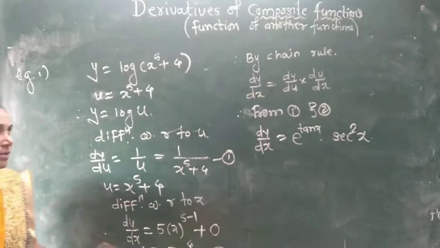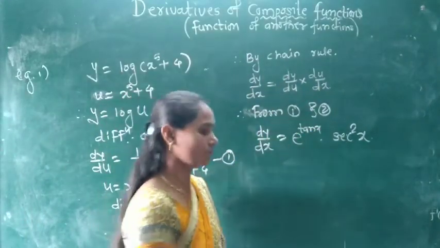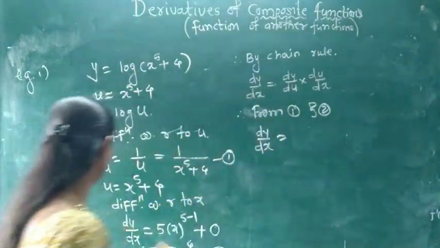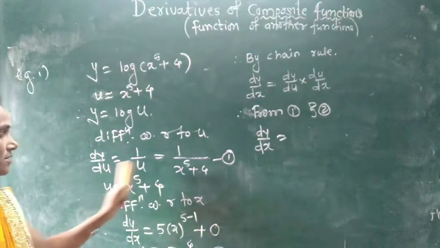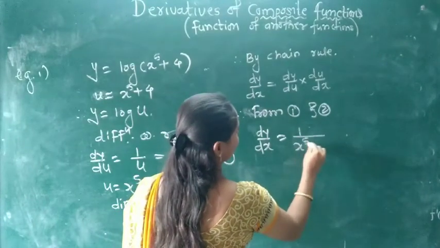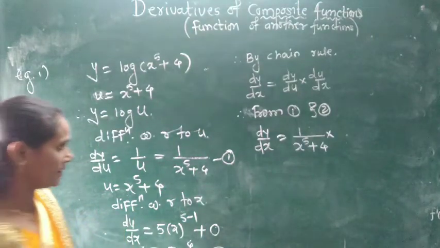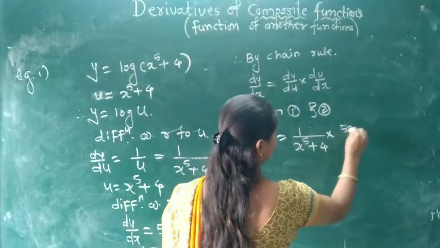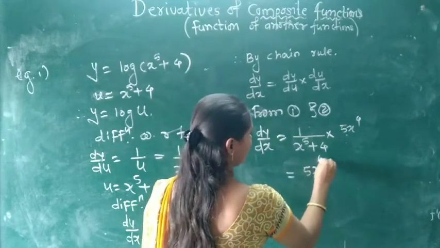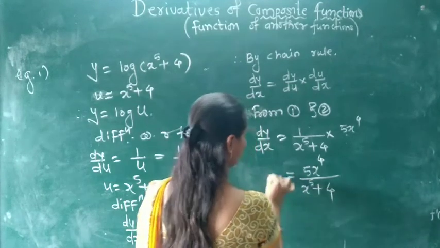Call this equation number 2. Again by using chain rule, from 1 and 2 we write dy upon dx is equal to dy upon du, from equation 1, 1 upon x raised to 5 plus 4, into du upon dx, that is 5x raised to 4. Therefore dy upon dx is equal to 5x raised to 4 divided by x raised to 5 plus 4.